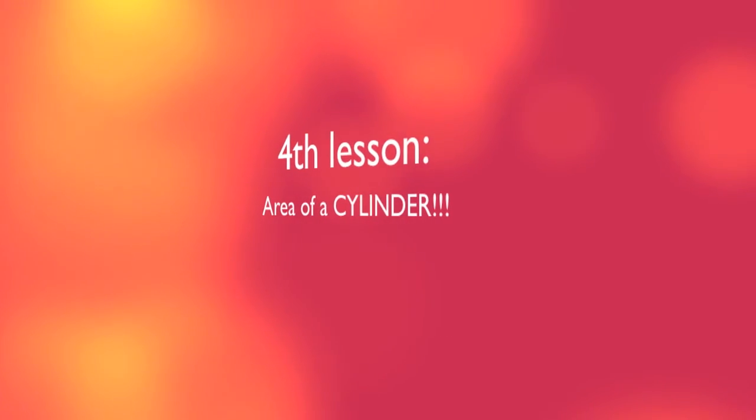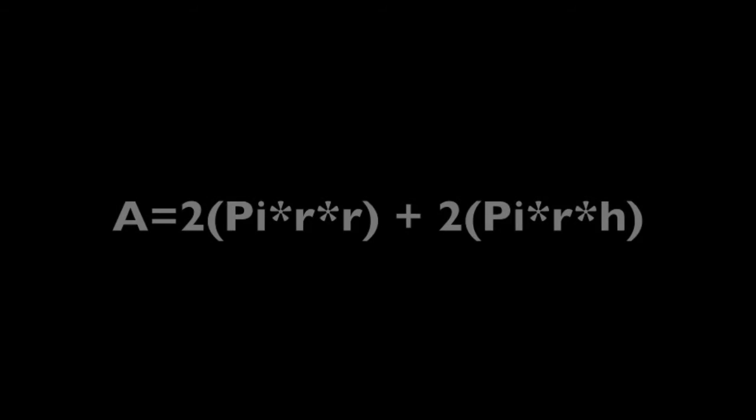Area of a cylinder. It may seem a little bit long and complicated, but the equation for finding the area of a cylinder is really easy. It's A equals 2 times pi times radius squared plus 2 times pi times radius times height. Let's look into an example.